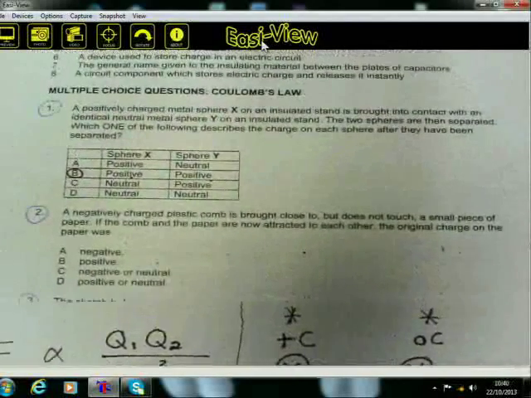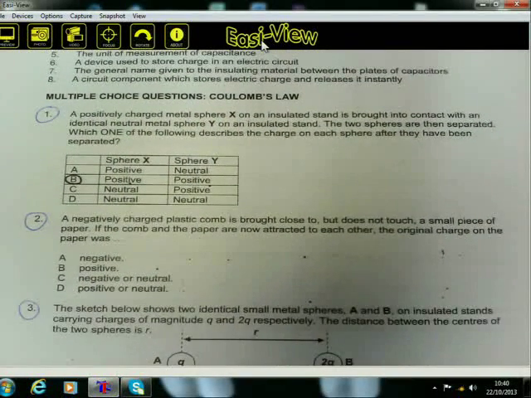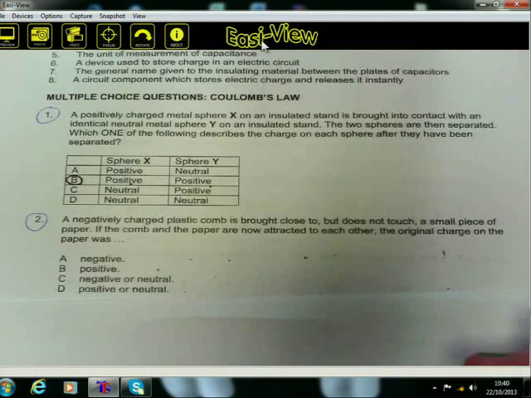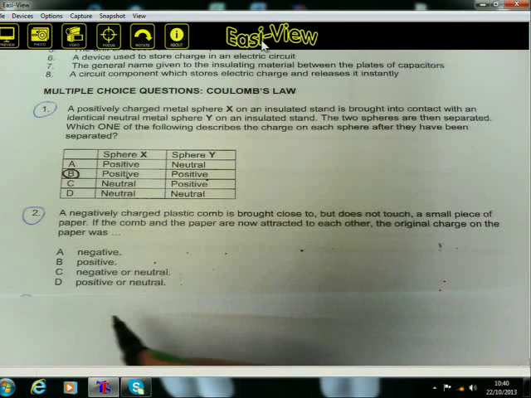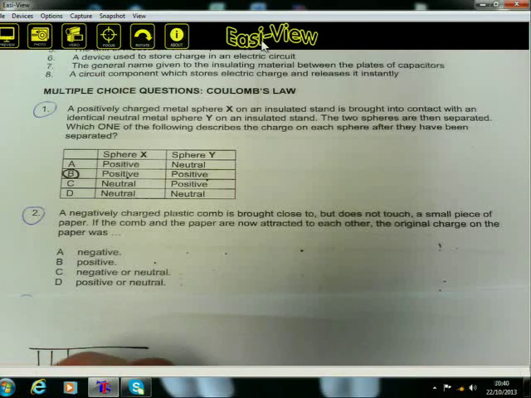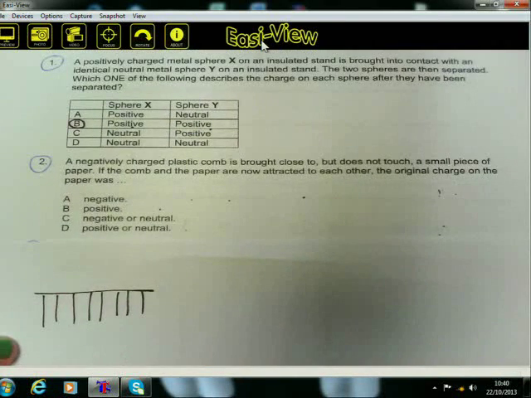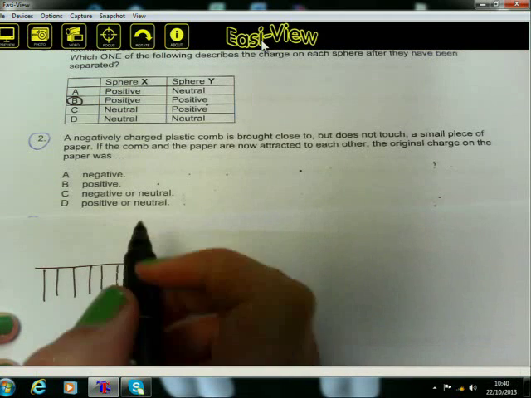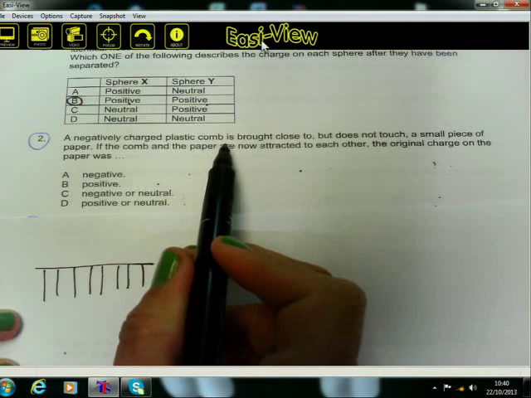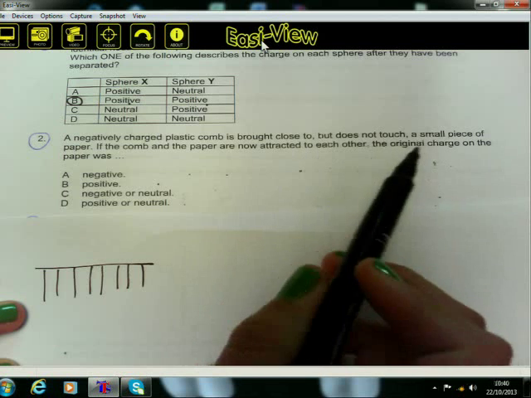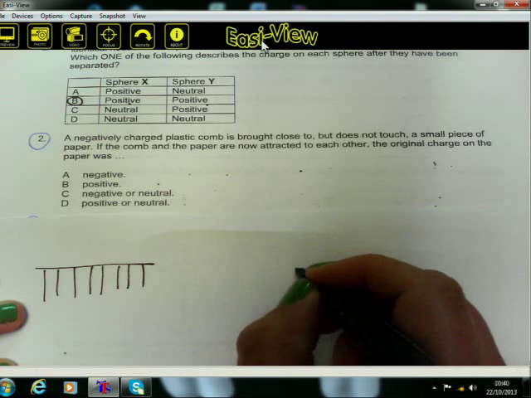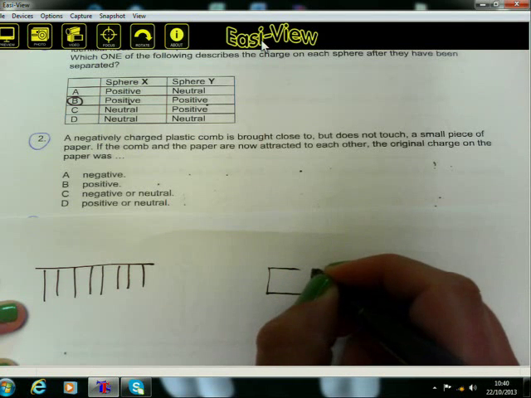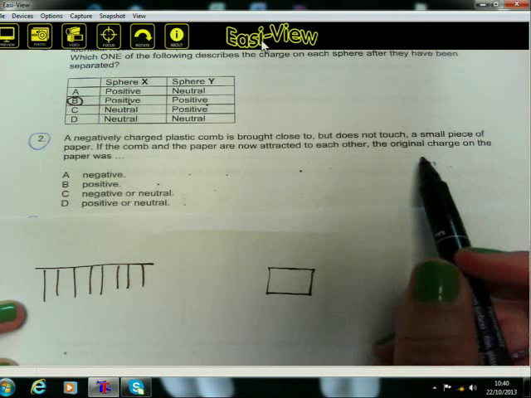Alright, let's look at number 2. Number 2 says, a negatively charged plastic comb. So we go and we draw a comb. We need a picture, otherwise we won't be able to understand these questions. A negatively charged plastic comb is brought close to, but does not touch, a small piece of paper. So there's your paper. It's a small piece of paper.